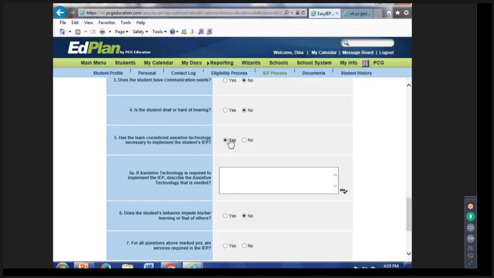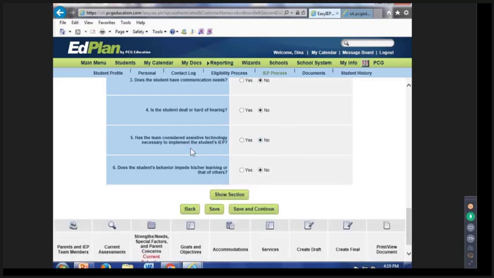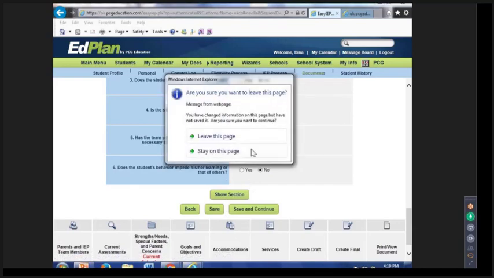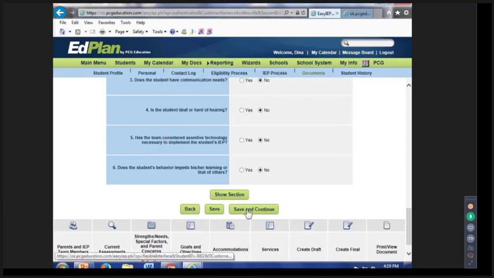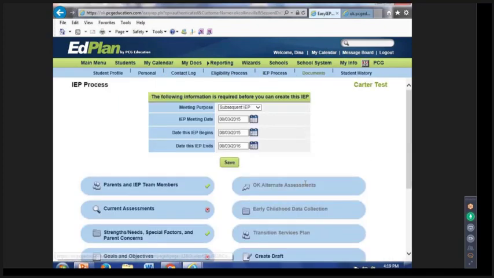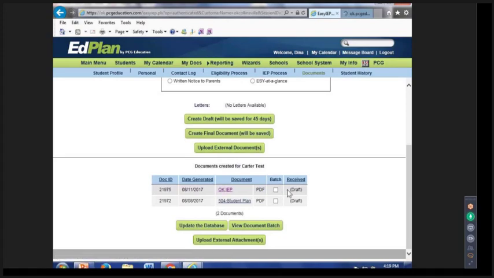Yes, this is what I talked about, because this was a big issue, because people were trying to answer this question as it's worded. Has the team considered AT necessary? And they were trying to say yes, they considered it, but then IEPlan wants you to put in more information elsewhere. So now you can say no, even though it looks wrong here. It looks like you're saying you haven't considered it. When you look then at the draft, it's going to say the right thing.